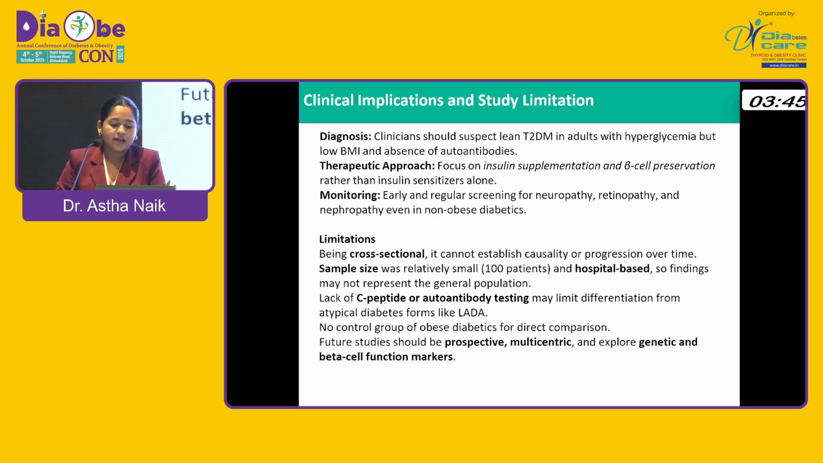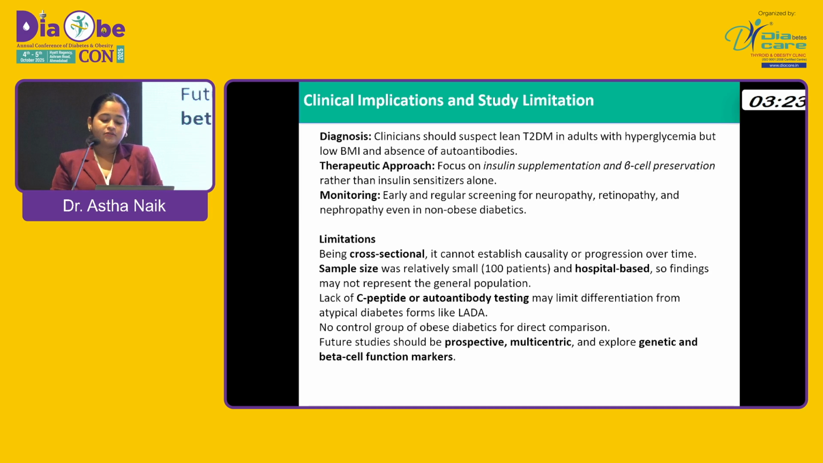The clinical implications and limitations of the study are: clinically, we must remember that we should not underestimate lean diabetic patients, and we should screen for complications early. We should include C-peptide and autoantibody testing where possible to rule out atypical forms, and redefine our diagnostic focus. BMI alone is not enough in the Indian population.